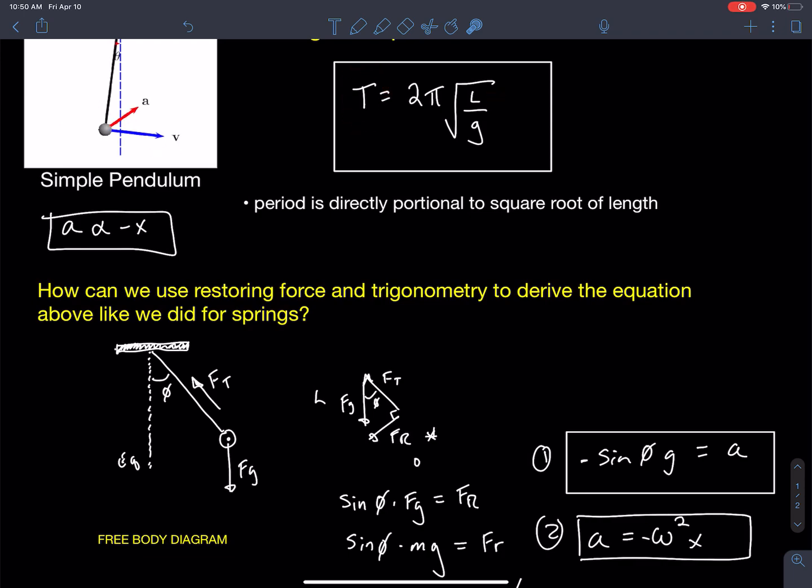I can figure out period from here, but I don't see any x in this equation, so somehow that x has to cancel out. Okay, I don't see any sine, so somehow that sine has to get out. So how are we going to play with these equations to get to there? That's what we're after right now.